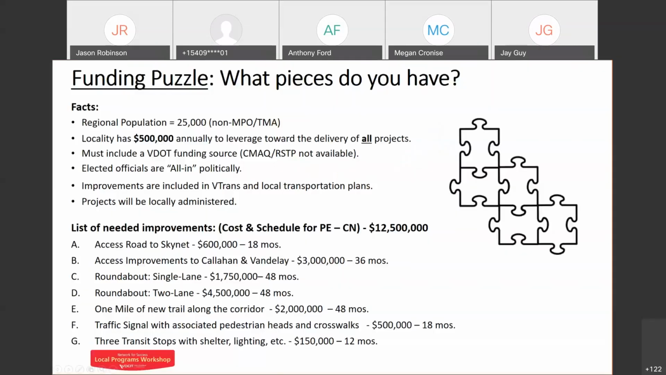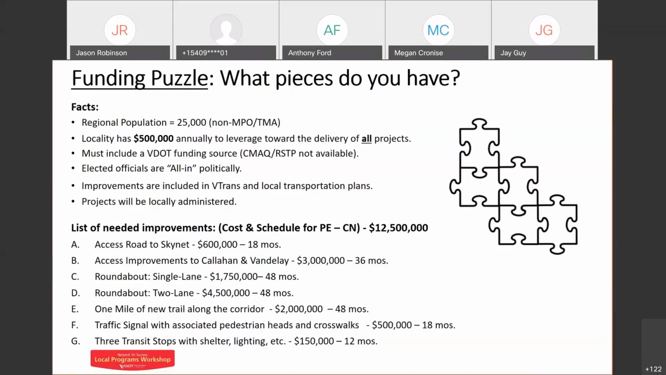So as we start getting into the polls and the questions, things to consider when you're looking at the overall initiative: regional population is about 25,000, so there's not going to be any CMAQ or RSTP. The locality has about $500,000 annually to leverage towards the delivery of all the projects. You have to include VDOT funding sources. You can't just ask your rich uncle to help you pay for everything. Elected officials are all in. Don't worry about the politics.